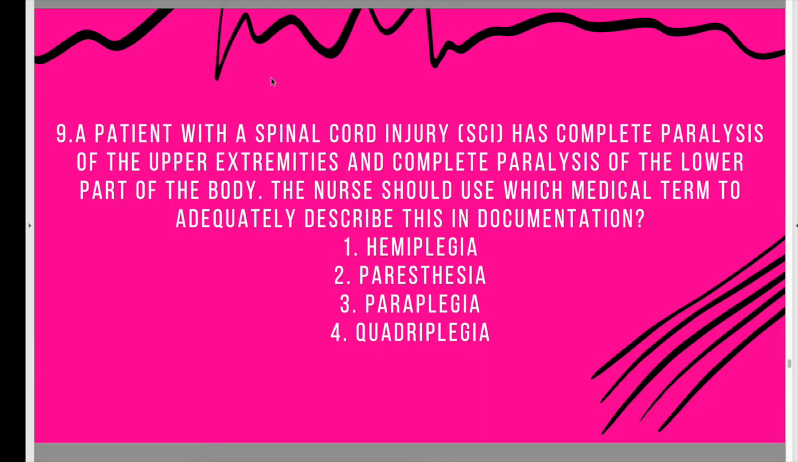Number 9. A patient with a spinal cord injury or SCI has complete paralysis of the upper extremities and complete paralysis of the lower part of the body. The nurse should use which medical term to adequately describe this in documentation? 1. Hemiplegia, 2. Paresthesia, 3. Paraplegia, and 4. Quadriplegia.